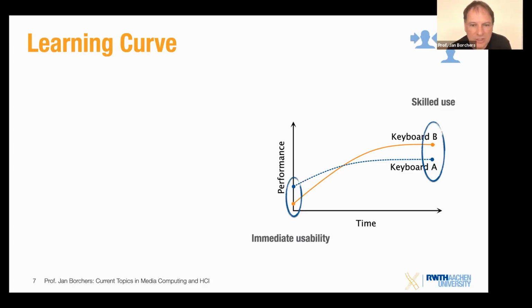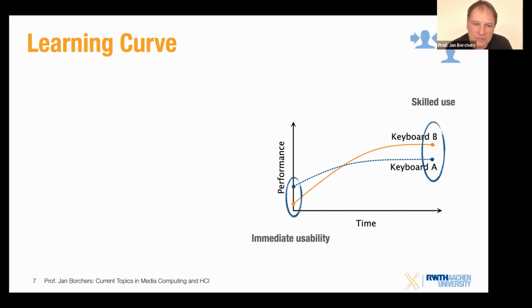Am I interested in immediate usability? So in the usability at the very beginning that somebody encounters a system, then I should probably look at the values on the left-hand side. And then I don't need to run the long trials that go down the timeline, they are not going to be much use to me.